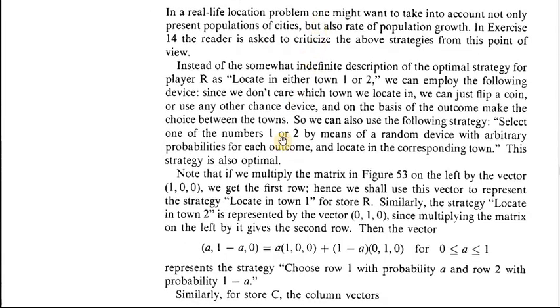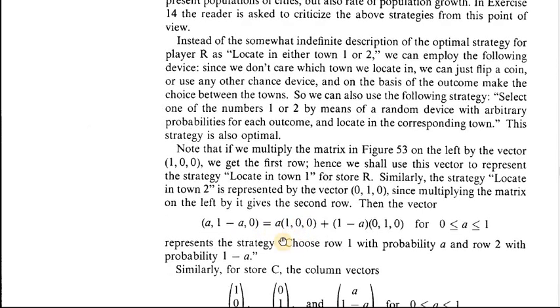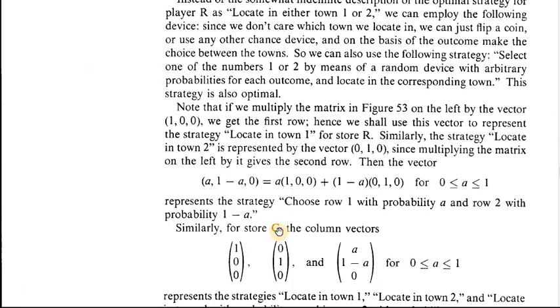Now the way you represent strategies for the row player is as a row vector. This 1, 0, 0 represents the strategy, I always choose store 1. Now this strategy here, A, 1 minus A, 0, represents the strategy: a fraction A of the time, randomly, I choose town 1. With probability A, I choose town 1, and with probability 1 minus A, I choose town 2, and I never choose town 3. For the column player, we represent strategies as column vectors.